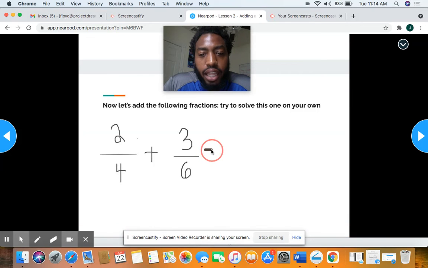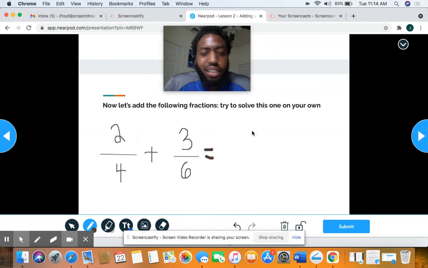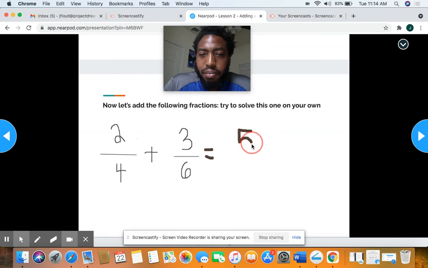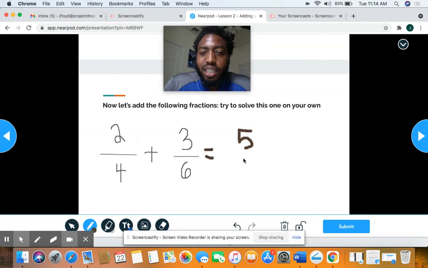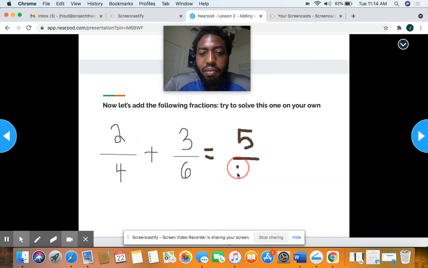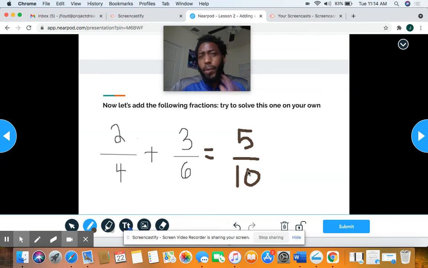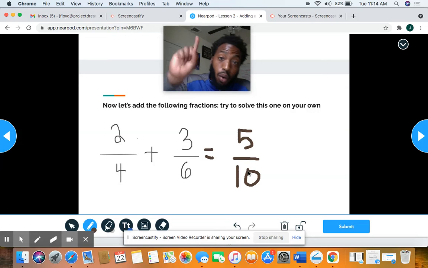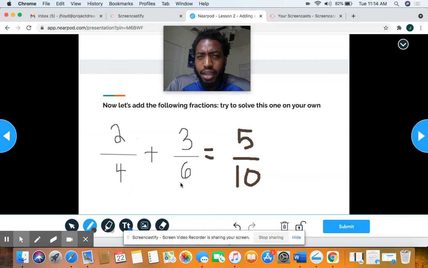So I'm thinking that most students are going to end up doing this. 2 plus 3 is 5. And then 4 plus 6 is 10. And this strategy is partially right. It has some of the components of the common denominator strategy, but doesn't have all the components, because the one red flag, the one red alert, the one piece that we're missing here is our common denominator.